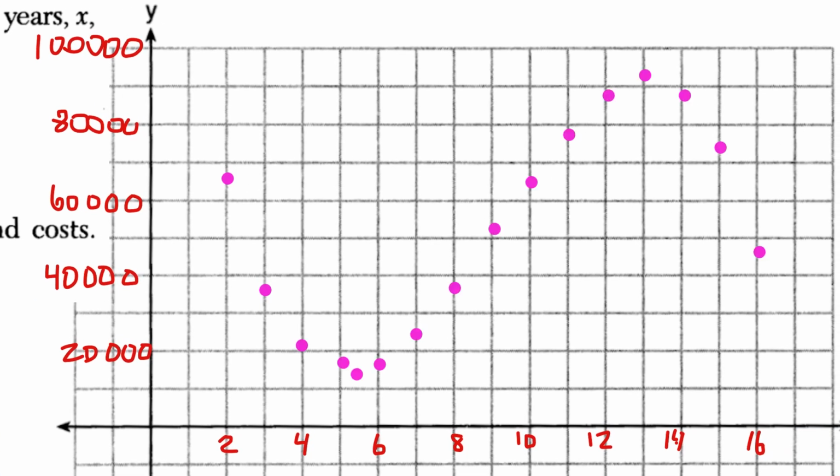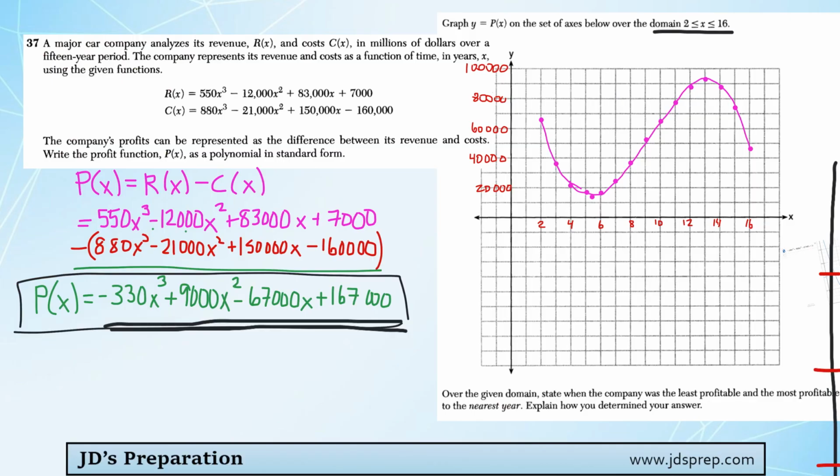And eventually you get to this point where we can now connect all of these dots with a nice curve. Oh, that was not a very nice curve. There we go. And of course, we're stopping at 16 and starting at 2. Now, the last part of this question is actually not too difficult. It says, over the given domain, state when the company was the least profitable and the most profitable to the nearest year. Well, graphically, the company would be the least profitable at a minimum.